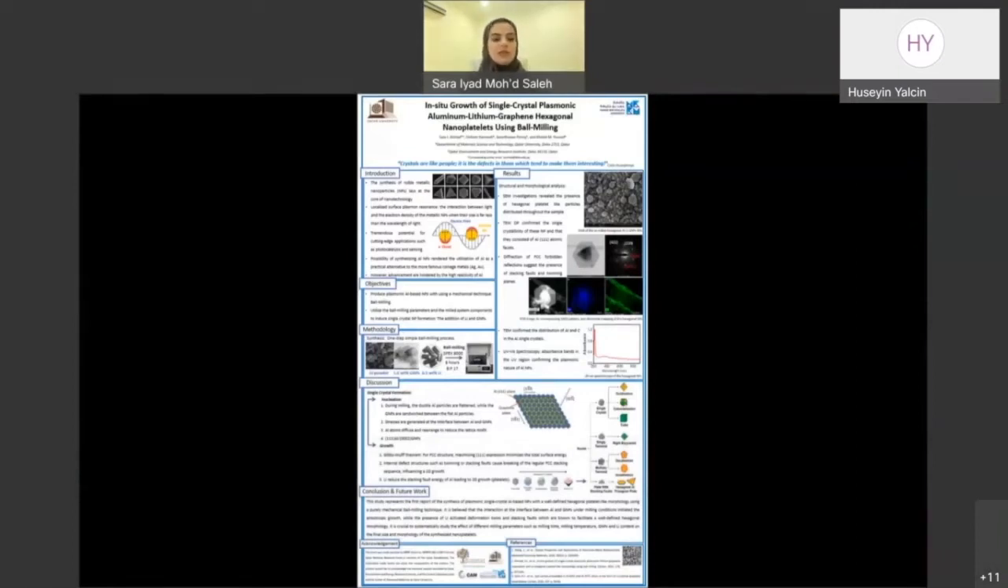The title of the research I'm presenting today is in situ growth of single crystal plasmonic aluminum lithium graphene hexagonal nanoplatelets using ball milling. Now, metal nanoparticles with anisotropic shapes are known for their unique localized surface plasmon resonances, which result in concentrating strong electromagnetic fields directly around the metallic nanoparticle during its interaction with light or an electromagnetic wave. The significance of this unique optical behavior lies in the tremendous potential for cutting-edge applications, such as plasmonic enhanced photovoltaics, photocatalysis, sensing, and bioimaging, to name a few.